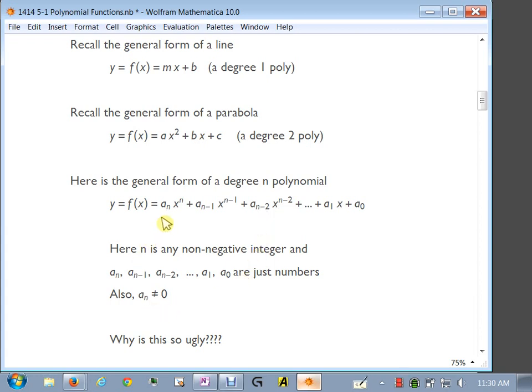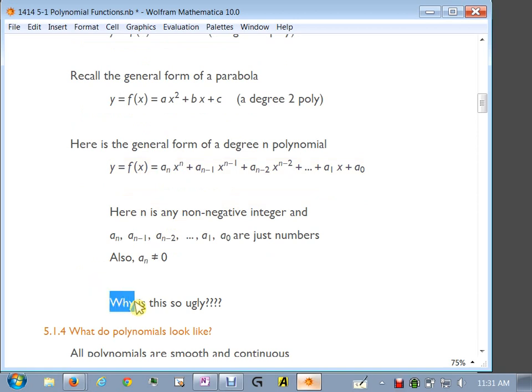Also, we have that this first number can't be 0. Why can that number right there not be 0? Then this wouldn't be here, right? And then it would not be a degree n polynomial because this whole thing would be gone. Yes? Okay, so my question here was, why is this so ugly? Why is that formula so ugly?